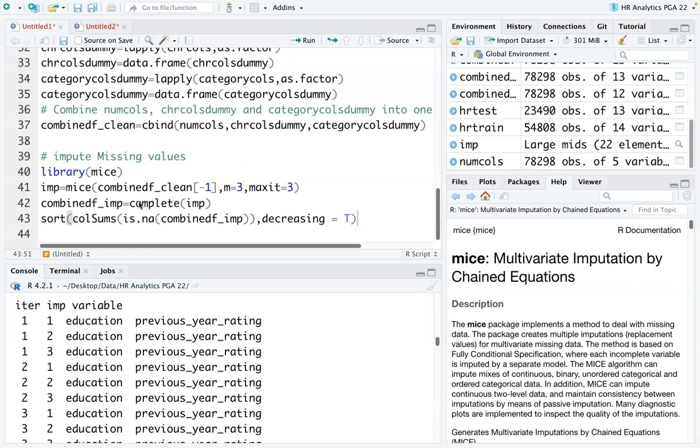Sir, I have to run all the cells again. Why you don't see the data here? I saw the data, but this combined DF complete imp is not getting imputed. So that means you have to run the imp only. Library mice and imp. You see the right hand side the data, right? Yes. Then you run the imp first, but change it to m equal to 3 and maxit equal to 3. Okay. Import the library and run this.